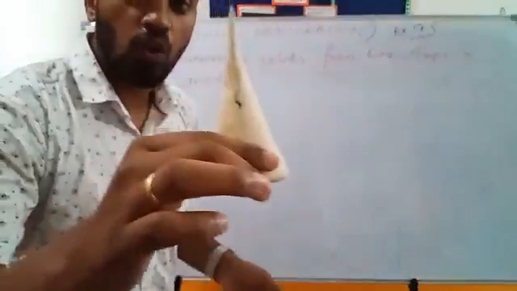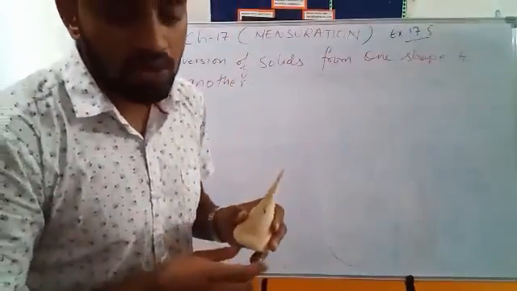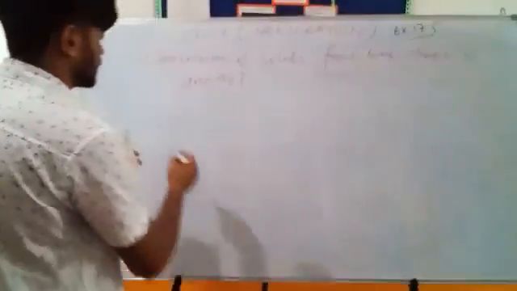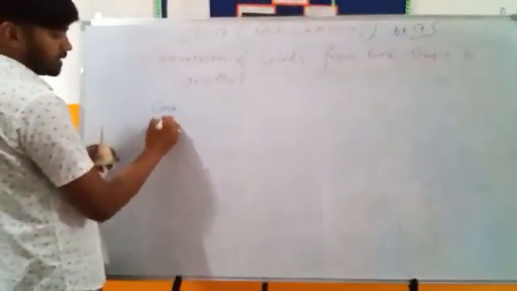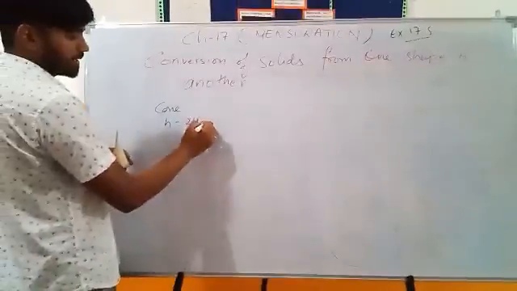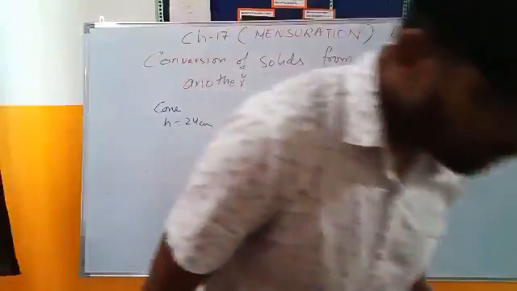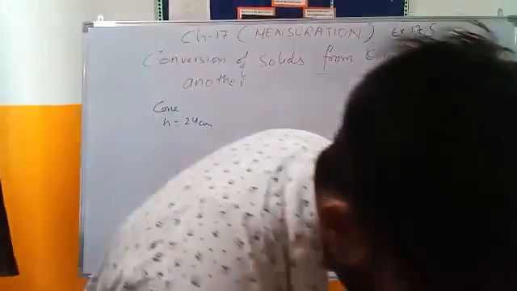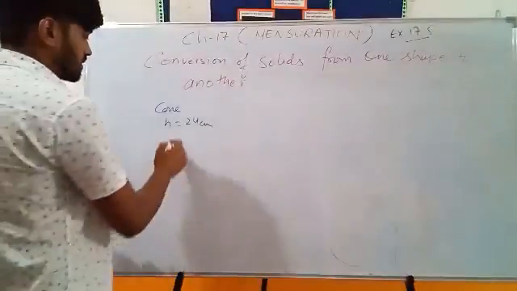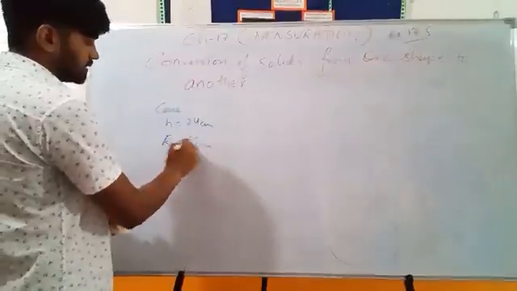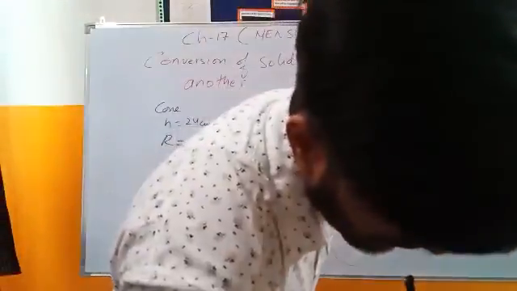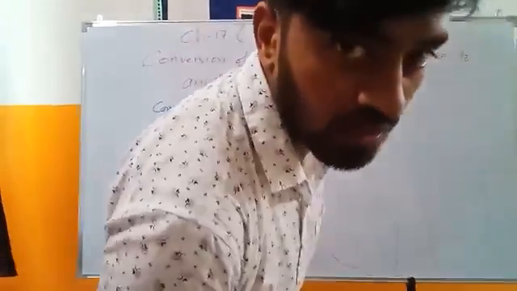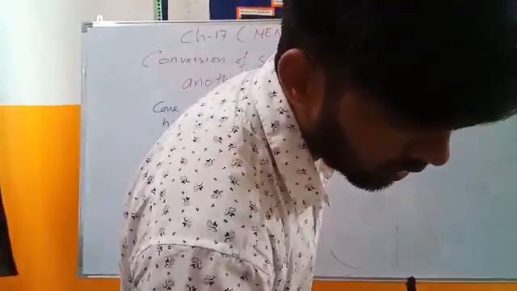This is a cone, and the cone has height 24 centimeter. I'm writing it down for you guys. Cone, the height is 24 centimeter. And the base, what is it? The radius of the base is 6 centimeter. Made of modeling clay, a child reshapes it and forms a sphere.